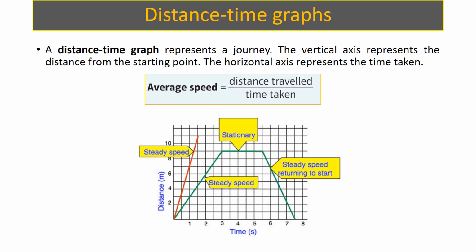When you have a flat line, a horizontal line, that means the person is stationary. That means that the person is not moving. And then a straight line going down means that somebody is moving at a steady speed but returning to their starting position.